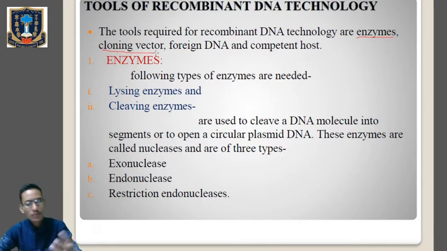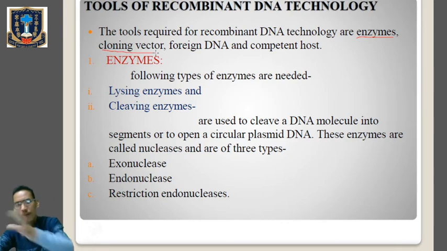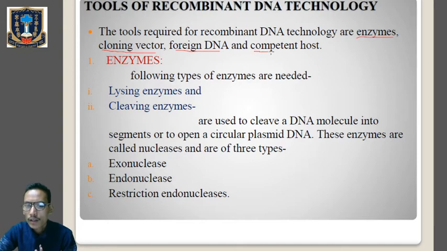Now you can tell me which vector we are using. Plasmid vector, though we have got different types of vectors, we'll discuss afterwards. Clear? Then we have got foreign DNA having the gene of interest, and we got the competent host. So these are the different tools of recombinant DNA technology: enzymes, cloning vectors, foreign DNA, and the competent host.